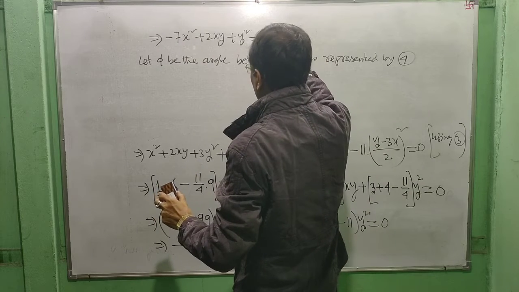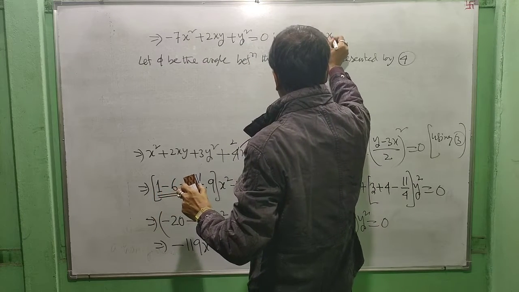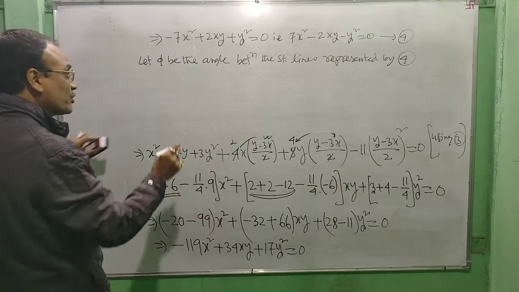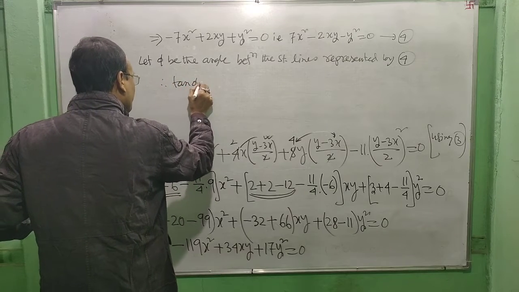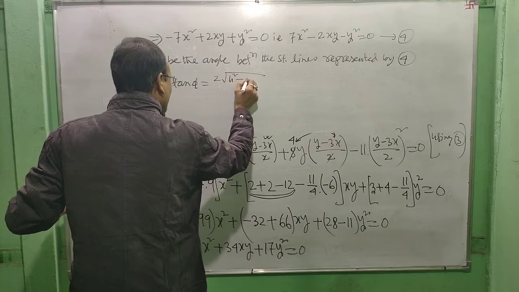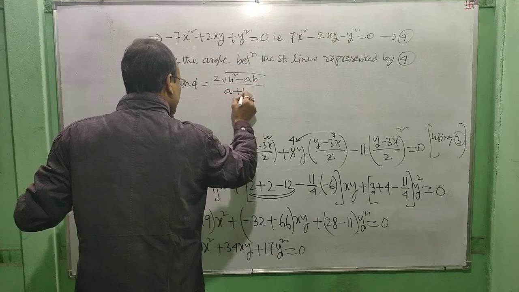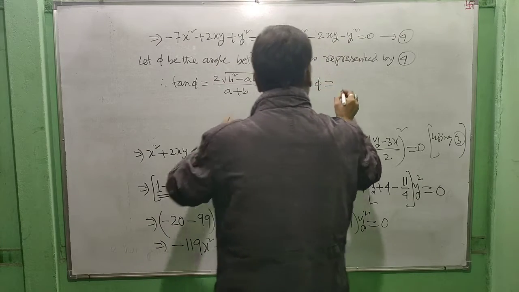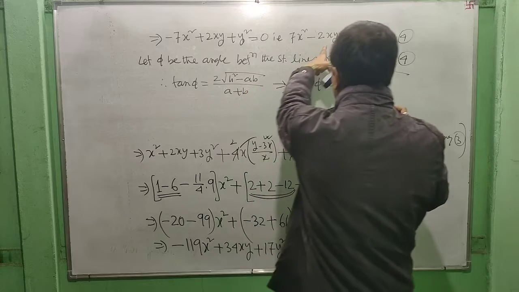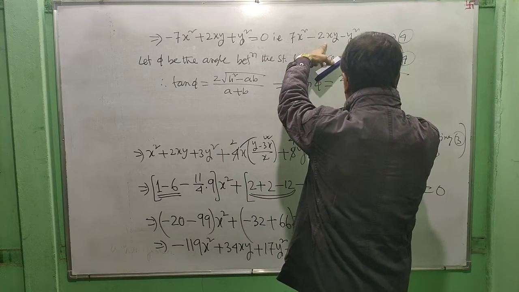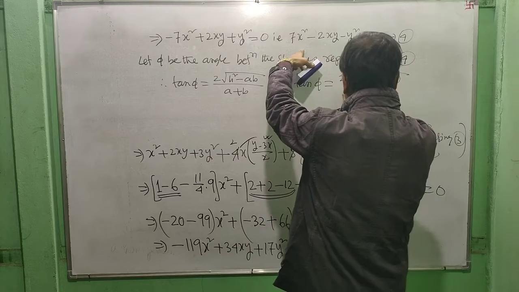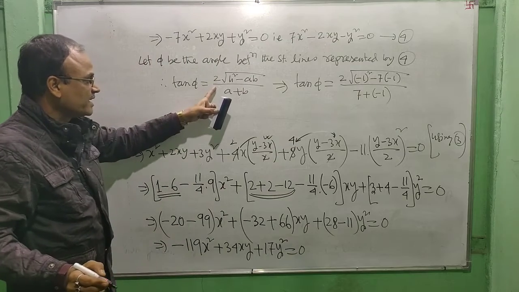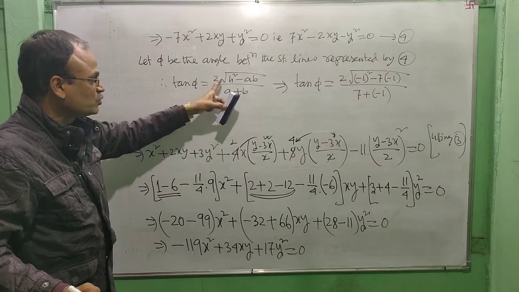Now we write here 7x square minus twice xy minus y square equal to 0. Suppose this is number 4. Therefore, tan phi equal to 2 times root of h square minus ab divided by a plus b. Use this formula. What is h here? h is equal to minus 1. Minus ab, 7 into minus 1, divided by a plus b. We have used this formula.